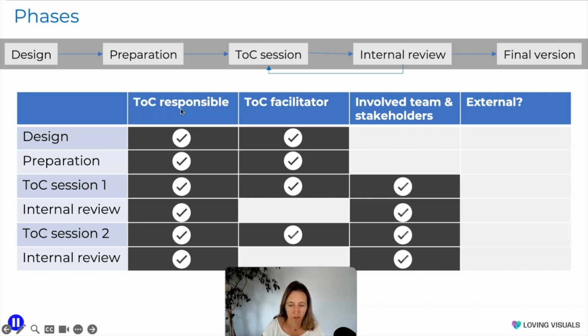The person responsible for that program or for that ToC should be involved in all the stages: in the design, in the preparation, in the first session, in the internal review, in the second session, and in the next reviews. The facilitator has to be involved in the design and the presentation and the first and second sessions, but they can review it by themselves, maybe, or you can do both at the same time. And then the team and the stakeholders are there for the sessions and the reviews. And the question is if you are inviting external stakeholders or not.